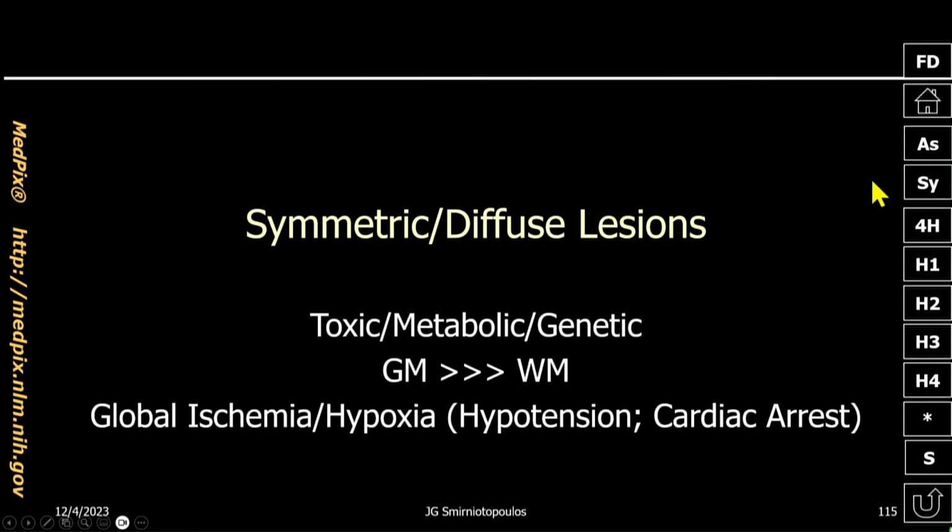But I want to get into some of the things that are a little bit more interesting and a little bit more difficult, but that I want to tell you a trick. So the patient comes in with symmetric or diffuse lesions. You have to always think about some kind of a toxic or metabolic cause, or maybe the patient has some metabolic problem that's caused by a genetic disorder. Those things almost always involve the gray matter more than the white matter. So we're going to primarily be looking at gray matter lesions.